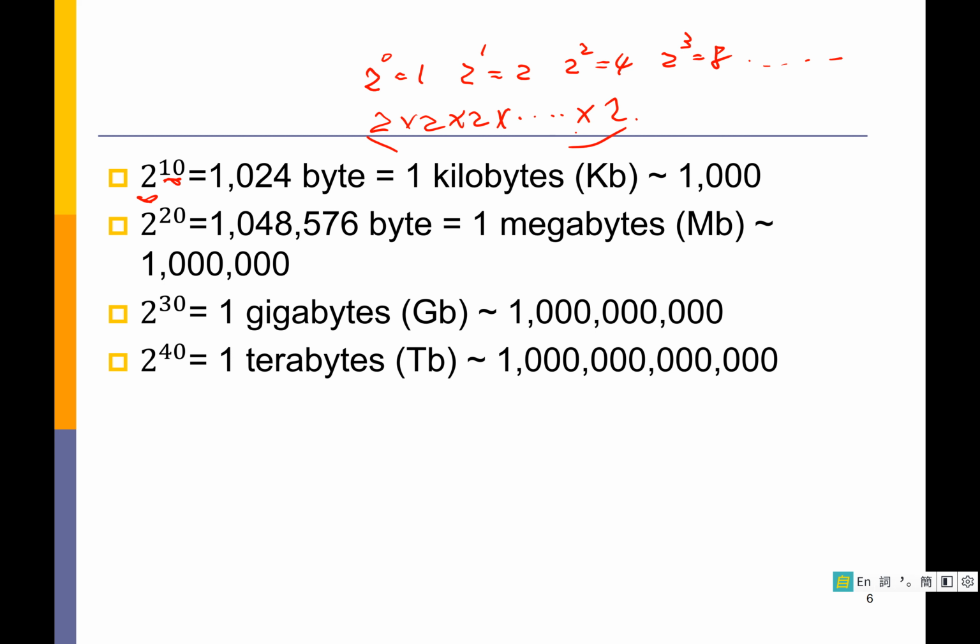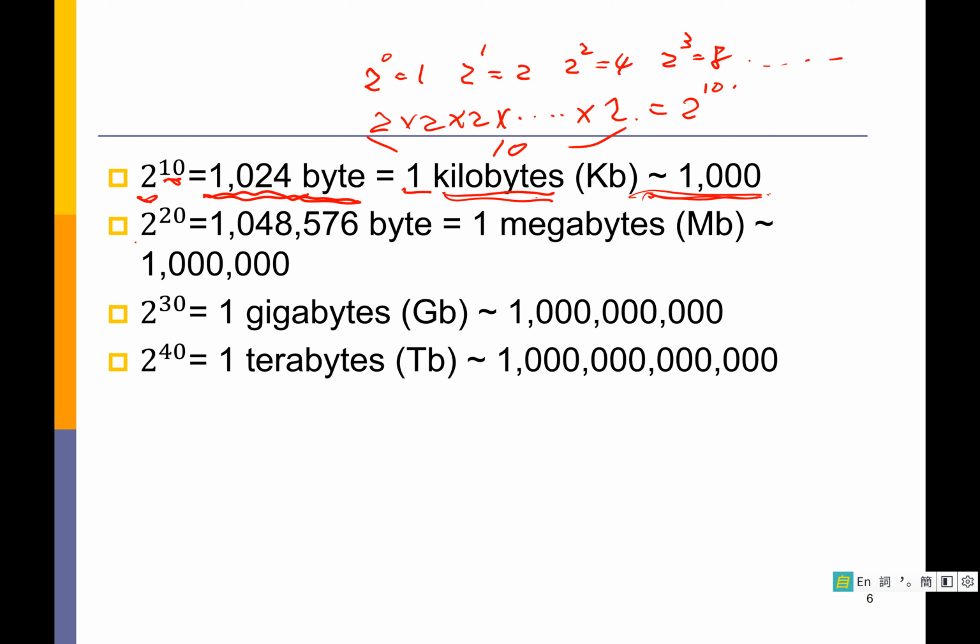How many 2s do we have here? We have ten 2s here, so it represents 2 to the power of 10. And 2 to the power of 10 is how many? It is 1024 bytes, which means around 1000, and therefore we call it 1 kilobyte. The approximate number is just 1000.